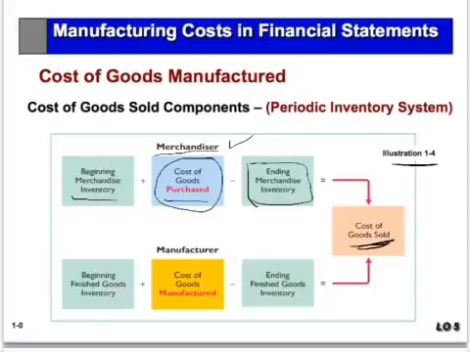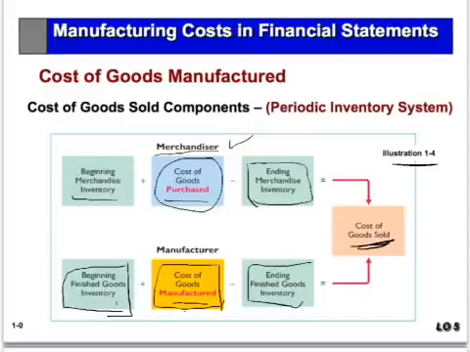But now if we're talking about a manufacturing company, a company that manufactures, say, desks, well, their income statement looks very similar to a merchandiser's. There's beginning inventory, but this is the beginning inventory of finished desks that they have produced. Now they add to it all the costs to manufacture the desks during the year. This is called the cost of goods manufactured. And then they subtract the desks that they have left unsold at the end of the year, and that gives them the cost of goods sold.